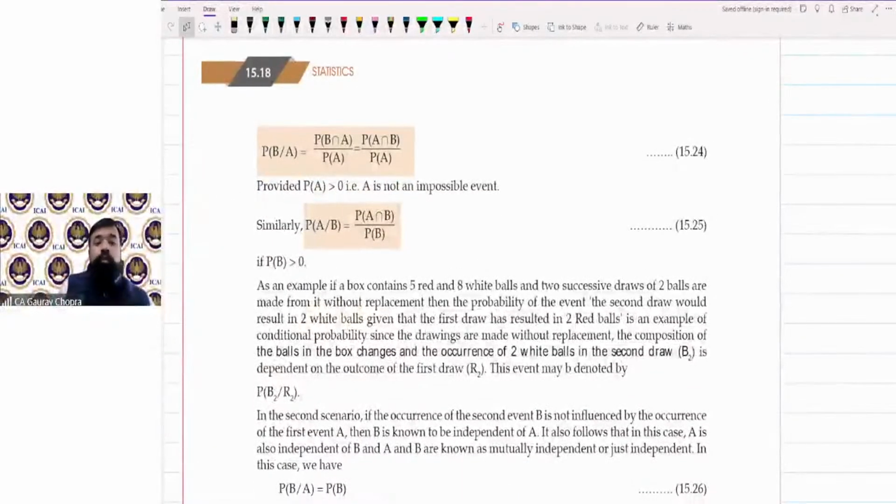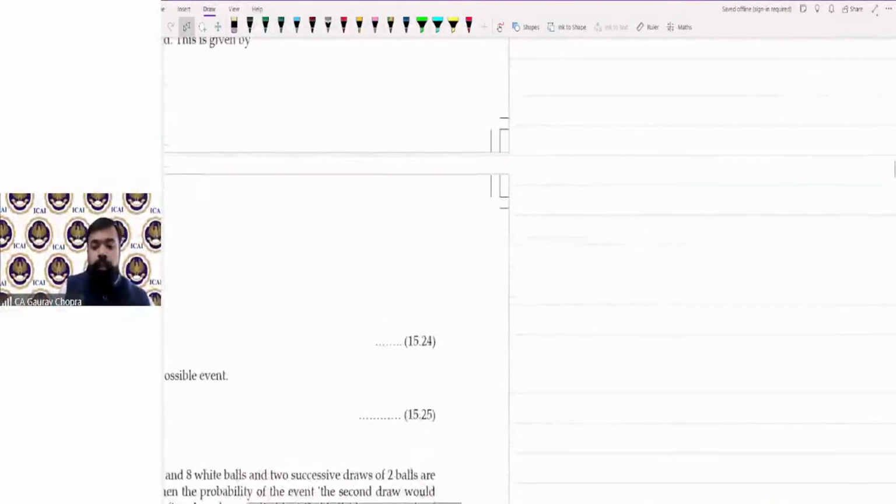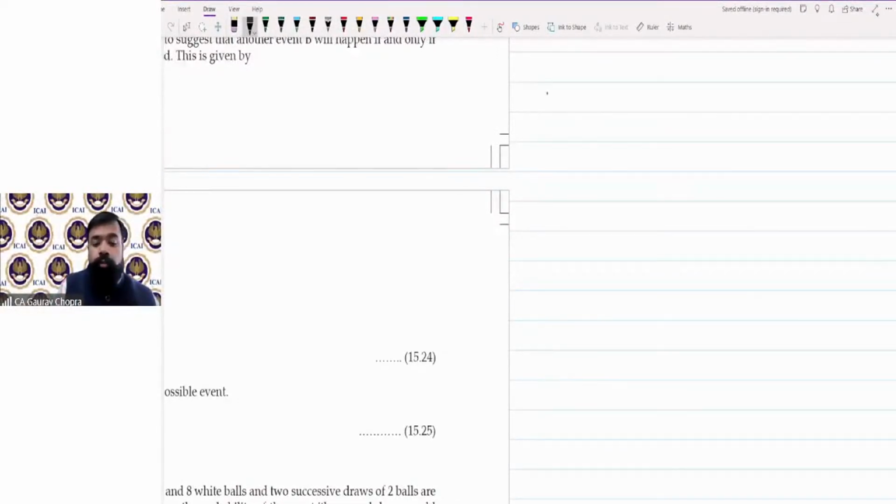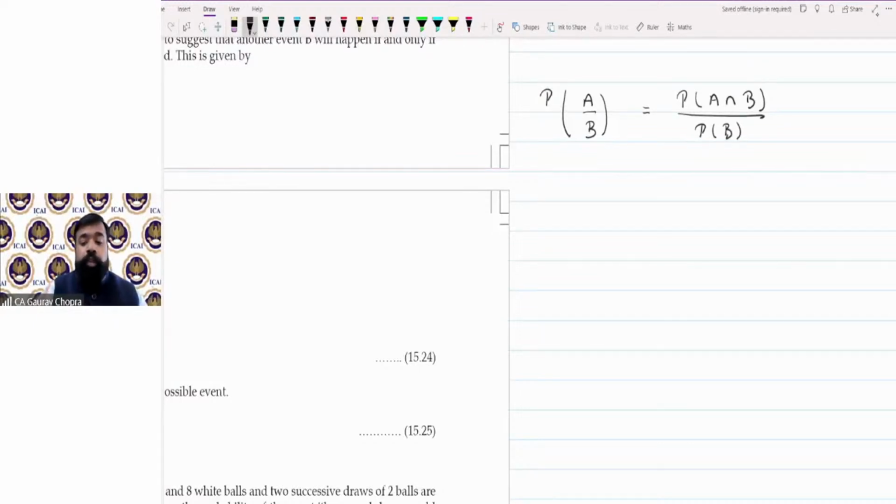Now it's time for the next formula. Next one is probability of A by B. So what is the formula? The formula is simply to find the intersection between these two, the common between A and B, and then divide by the probability of the denominator. So the formula will be probability of A intersection B divided by probability of B.